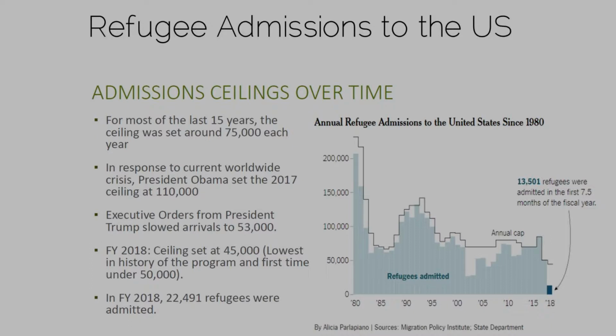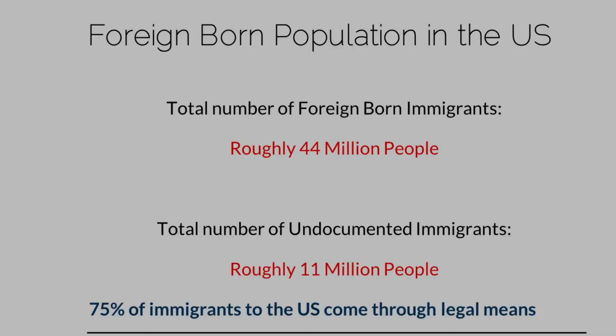It was recently raised in the last year of Obama to the ceiling of 110,000, but that ceiling was never met. And when President Trump came in, he did reduce the ceiling to 45,000, which was the lowest in history, and that ceiling has continued to be reduced for the year of 2019 as well. The ceiling, I believe, is set at 30,000.